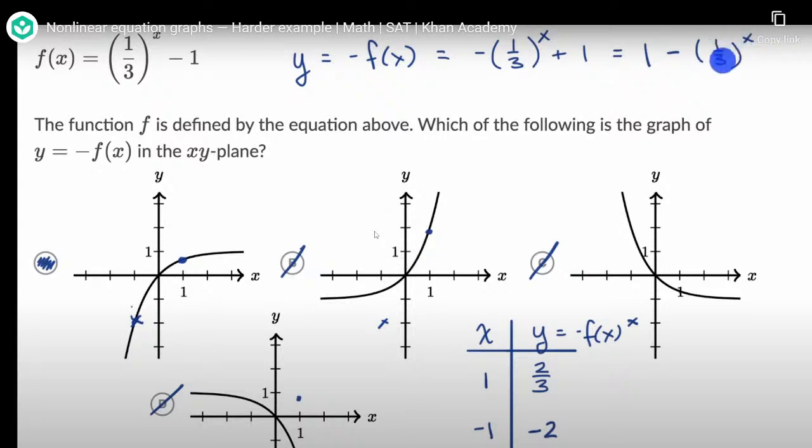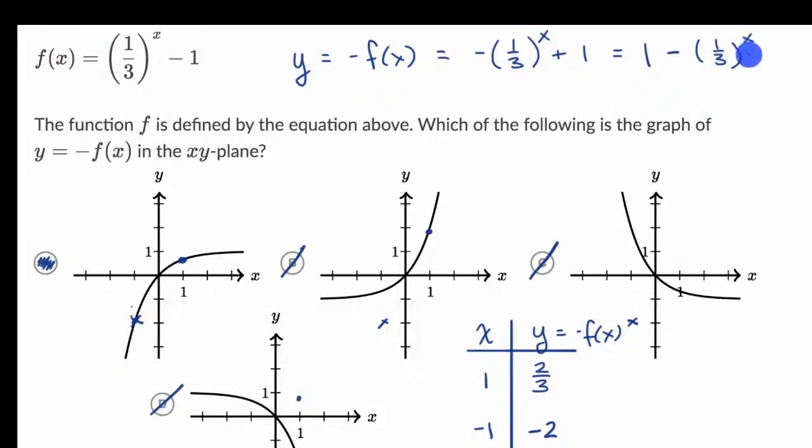When x is very negative, 1/3 to a very negative power is the same thing as 3 to a very large power. And so you'll have 1 minus 3 to a very large power. Well, 3 to a very large power is going to be a large value, so 1 minus that is going to be a very negative value. So when x is very negative, your graph should get very negative, and this one checks that box. As x gets more and more negative, this graph is getting more and more negative.